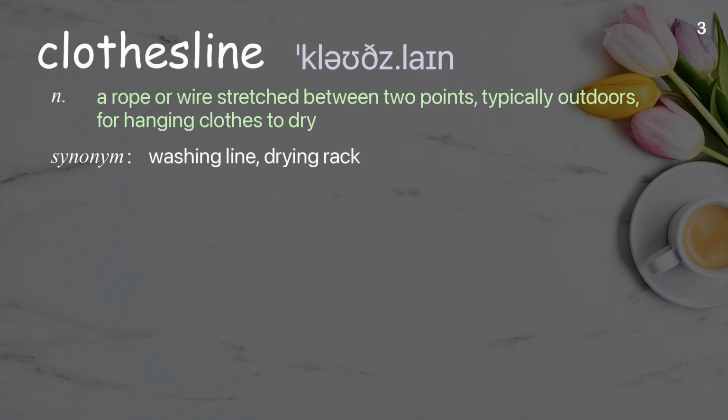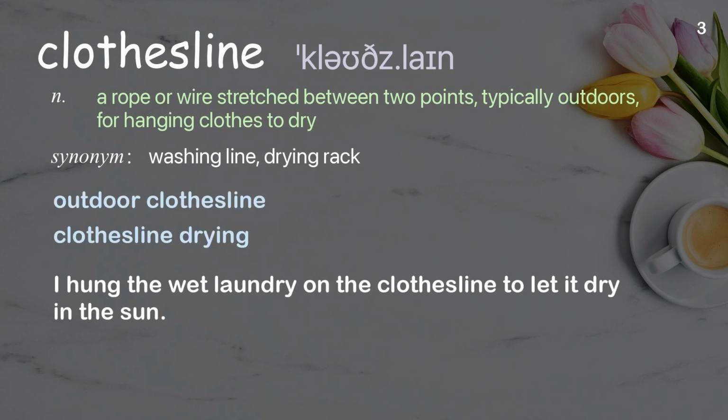Clothesline. A rope or wire stretched between 2 points, typically outdoors, for hanging clothes to dry. Examples: Outdoor clothesline. Clothesline drying. I hung the wet laundry on the clothesline to let it dry in the sun.